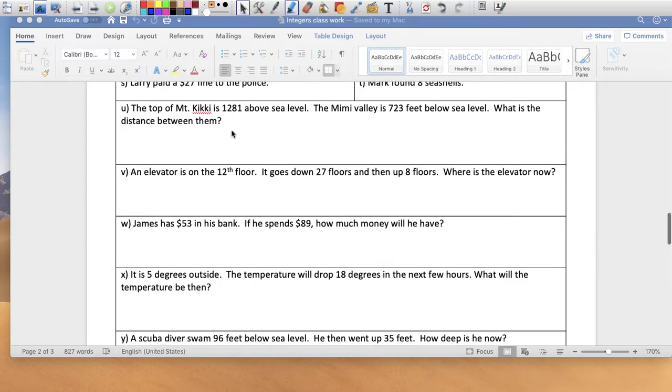At the top, so this one's a little tricky. So I'd like to draw these out. Okay. So here's the ocean, and Mount Kiki is 1,281. I'm going to even put a plus. So if you were to climb all the way up there, you'd be 1,281 feet above sea level. At sea level, you're at 0, right? So from here to here, 1,281, that's the distance. And then there's a valley here, all the way at negative 723.